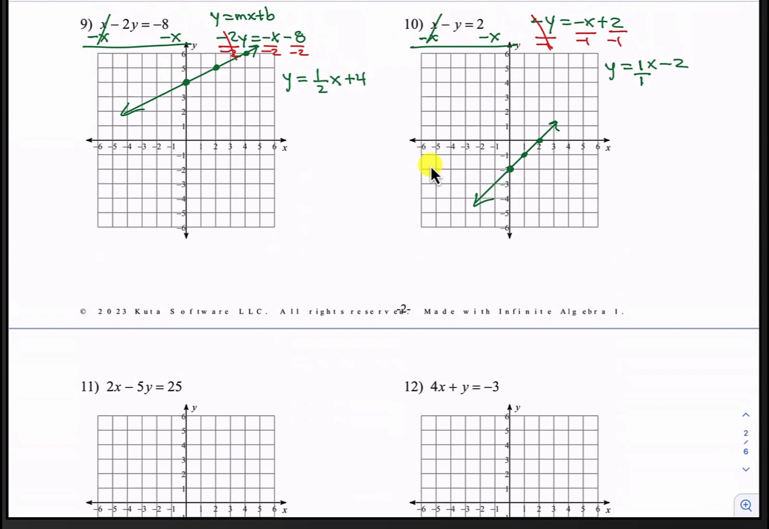Alright, that brings us up to question number 10, which completes your first page. I'll stop here on this video, and then I'll do the rest on a separate video. Be sure to watch that one as well.